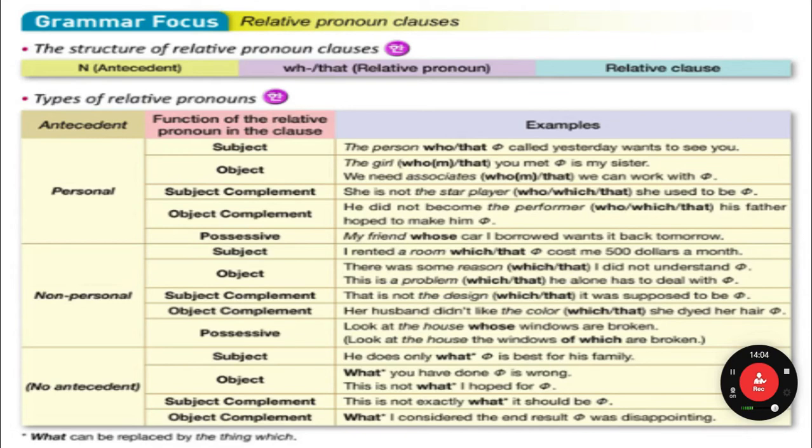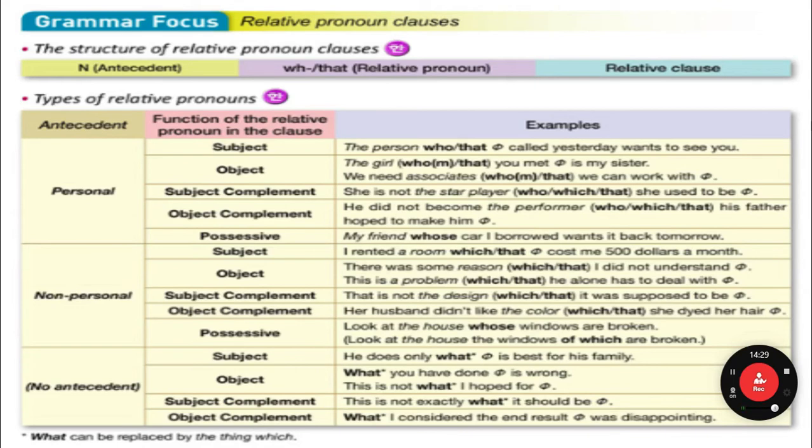The other way to say that sentence is, look at the house, the windows of which are broken. Now, of which just sounds strange. That's grammatically correct. So we usually just use whose to talk about the part of the house that is broken. No antecedent. Subject. He only does what is best for his family. Object. What you have done is wrong.